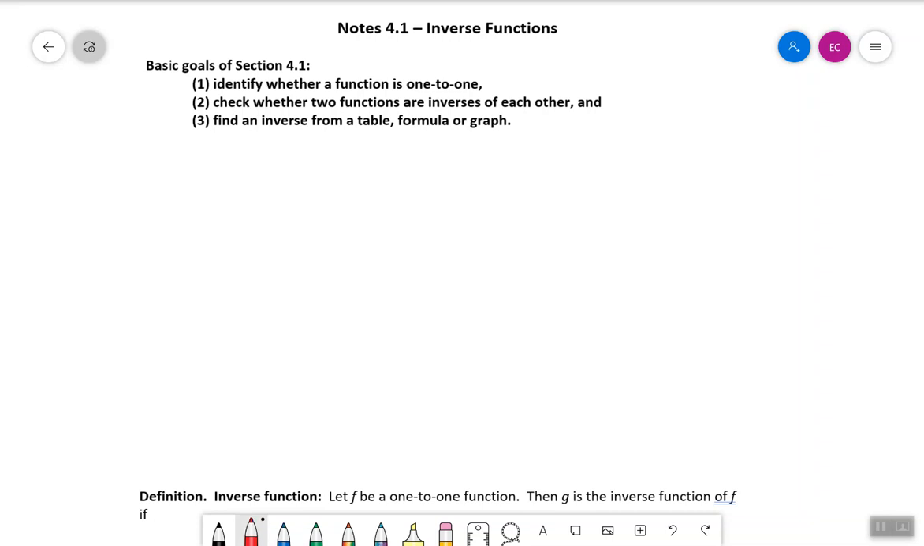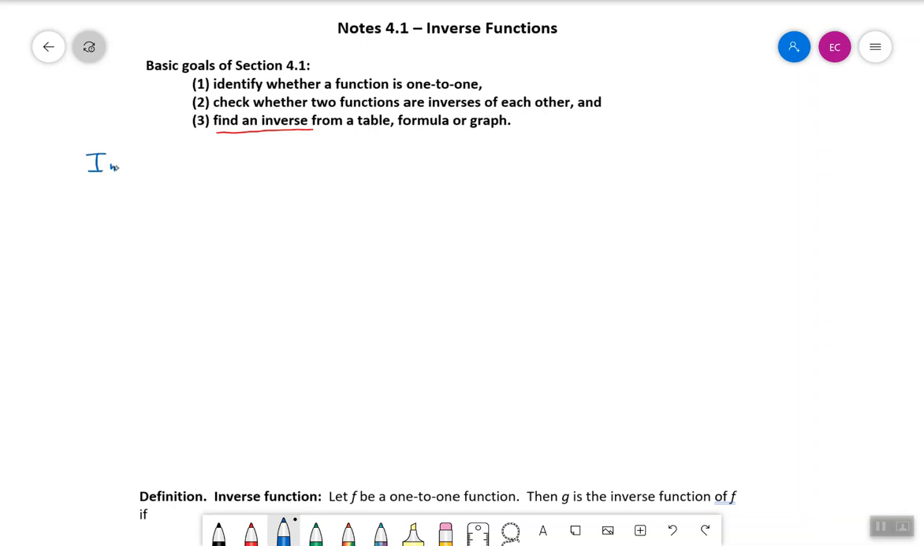So let's start with just finding an inverse. We need to understand what an inverse is and then find an inverse from a table, a formula, or a graph. We'll work on the other two goals a little bit later. So what is an inverse? An inverse is just a function that does the opposite of a given function, or it undoes the original function. So that's an informal definition, but it's an important one, and so let's write it down.